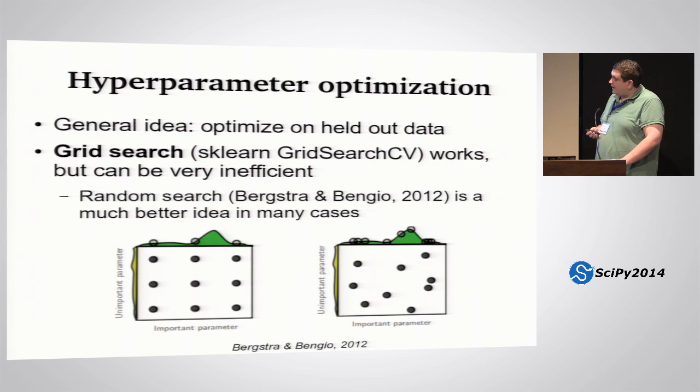Now, I had said that deep learning algorithms have a lot of fiddly knobs, and we tend to refer to these as hyperparameters. Parameters being the quantities that your model learns during training, hyperparameters being the things that you set prior to training.